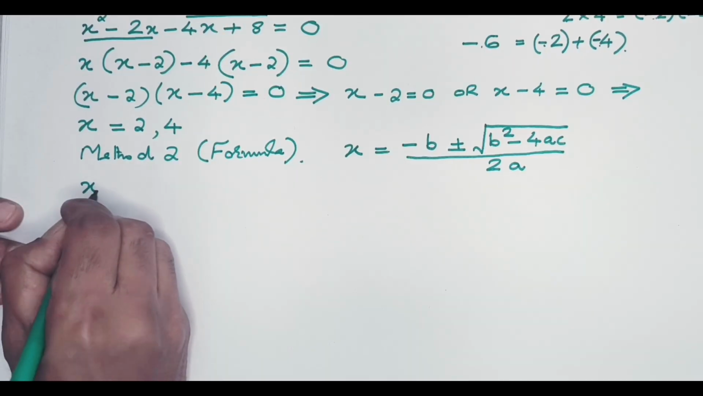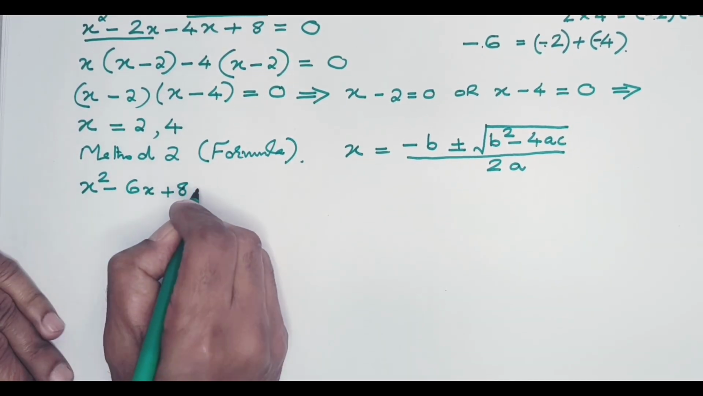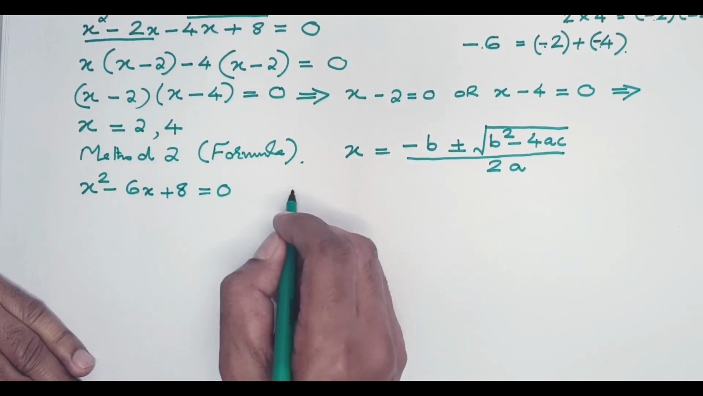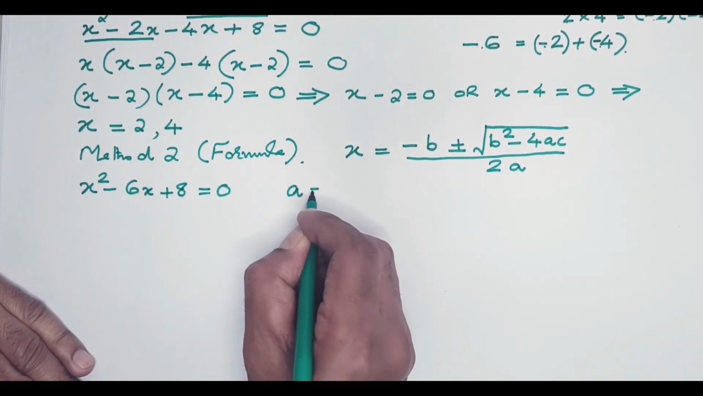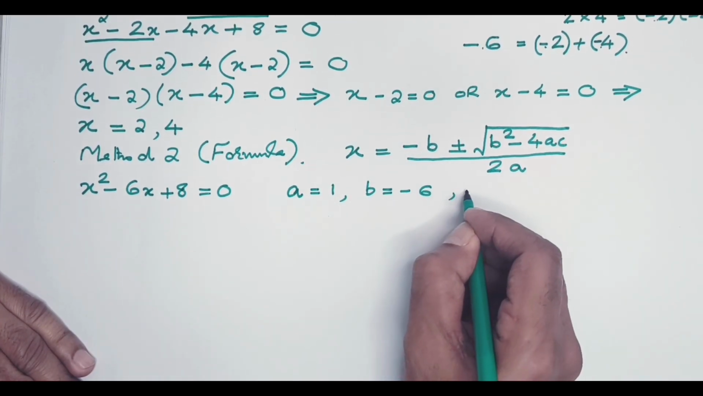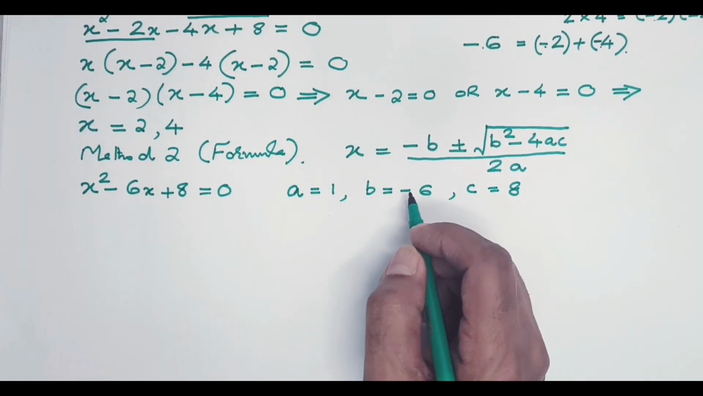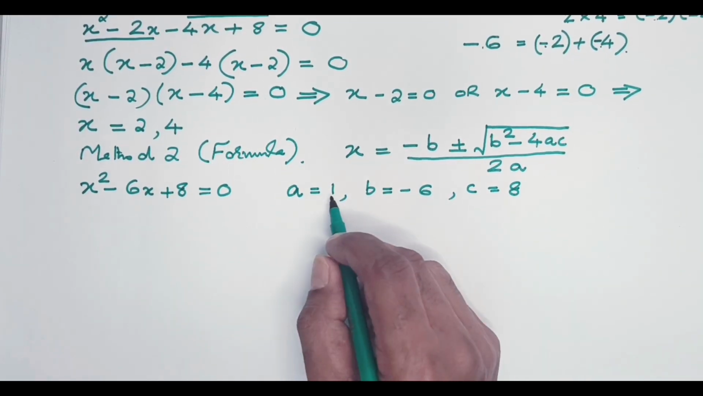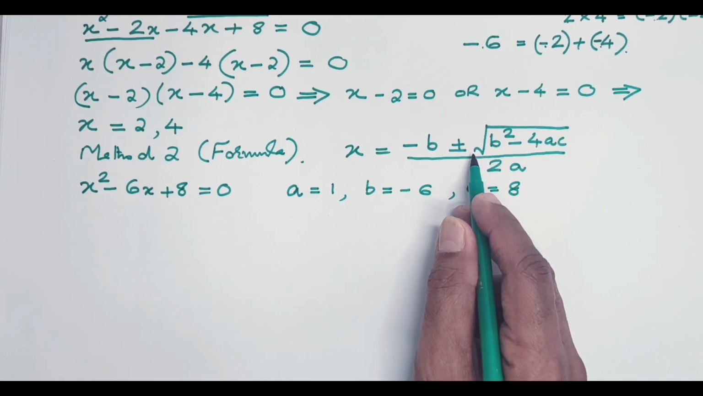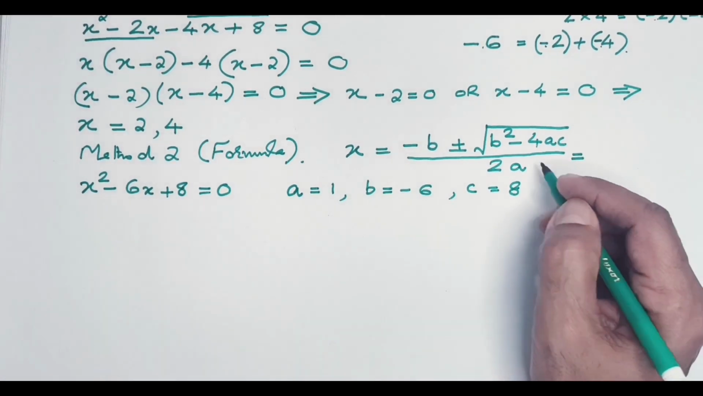So the given equation is x squared minus 6x plus 8 equals 0. If you compare this equation to the general form of a quadratic, a equals 1, b equals minus 6, and c equals 8. I've already shown you this. Now all you need to do is substitute these values in this formula to get the values of x, or the solutions. Let me write it here.